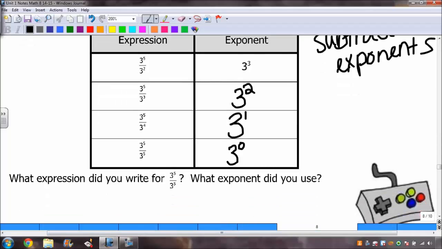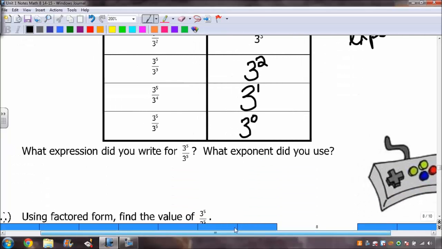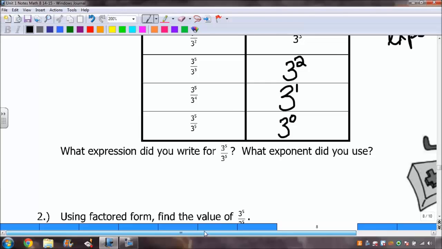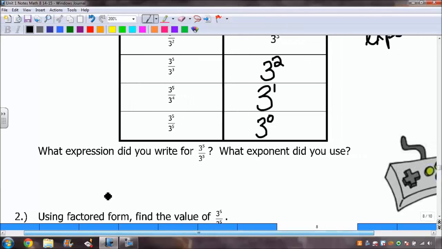Okay, so now let's look at the question underneath the chart. What expression did you write for 3 to the 5th divided by 3 to the 5th? What exponent did you use? So we ended up getting 3 to the 0th power. So that means that 0 is the exponent.